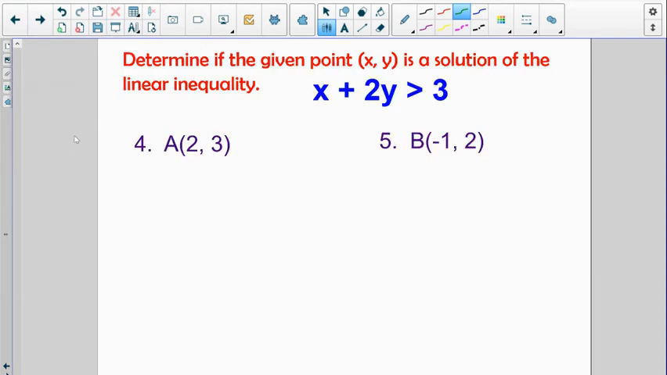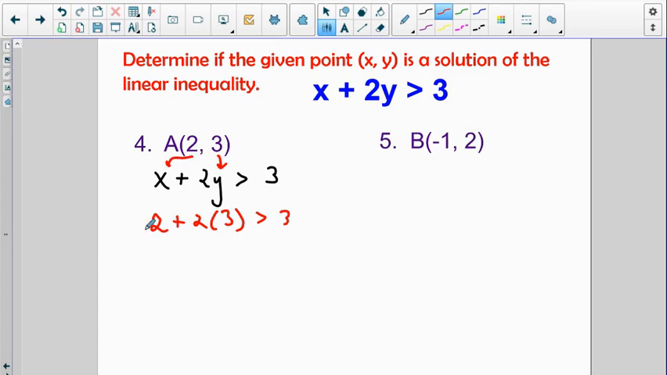So what I'd like you to do is determine if the given points, A and B, are solutions of this linear inequality, x plus 2y is greater than 3. So for point A, we have our inequality, x plus 2y is greater than 3. And we are going to substitute our values for x and y. So x is 2, y is 3, and I'm just substituting in.